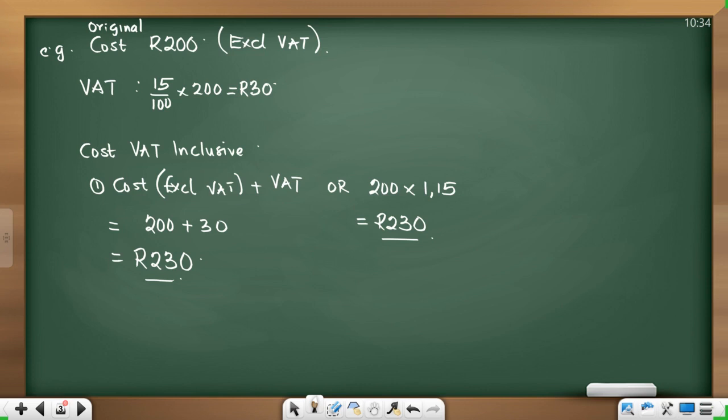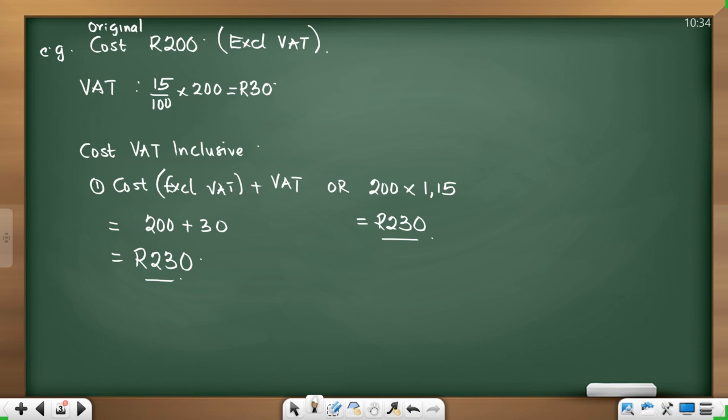What if we were told that an item with VAT costs 230 and we need to find out its original price without VAT? How do we do that?